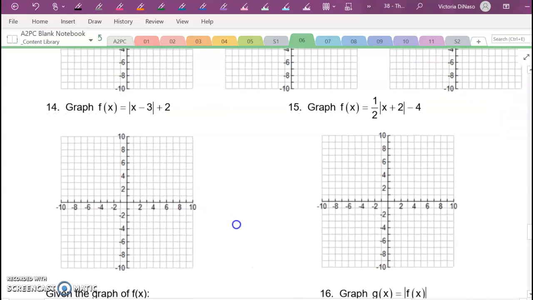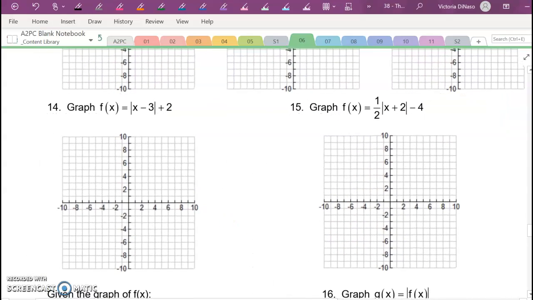All right, number 14. There's a couple things happening in this number 14. The first thing that is happening is we're moving, right? This is right next to the x. It's on the inside, right next to the x. So therefore, we're going to the right 3. And then that plus 2, that's on the outside, and that means that I'm moving up 2.